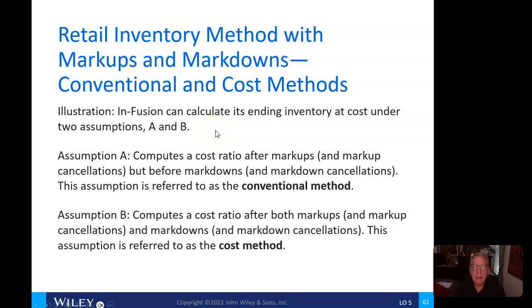Infusion can calculate its ending inventory at cost under two assumptions, Alpha and Bravo. Assumption Alpha computes the cost ratio after markups and markup cancellations, but before markdowns and markdown cancellations. This assumption is referred to as the conventional method here. Assumption Bravo computes the cost ratio after both markups and markup cancellations and markdowns and markdown cancellations. This assumption is referred to as the cost method.